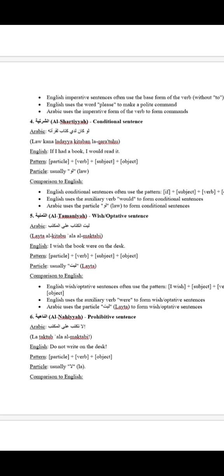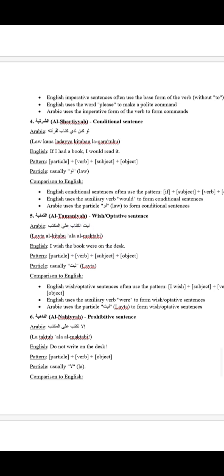So let's discuss another type of sentence, that is al tamaniya, optative sentences. Al tamaniya is used to express a wish or desire. This typically begins with the particle laita. It follows the pattern particle, verb, subject, and then object. If we see the example, laytul kitaba ali al maktab, like I wish the book were on the desk.